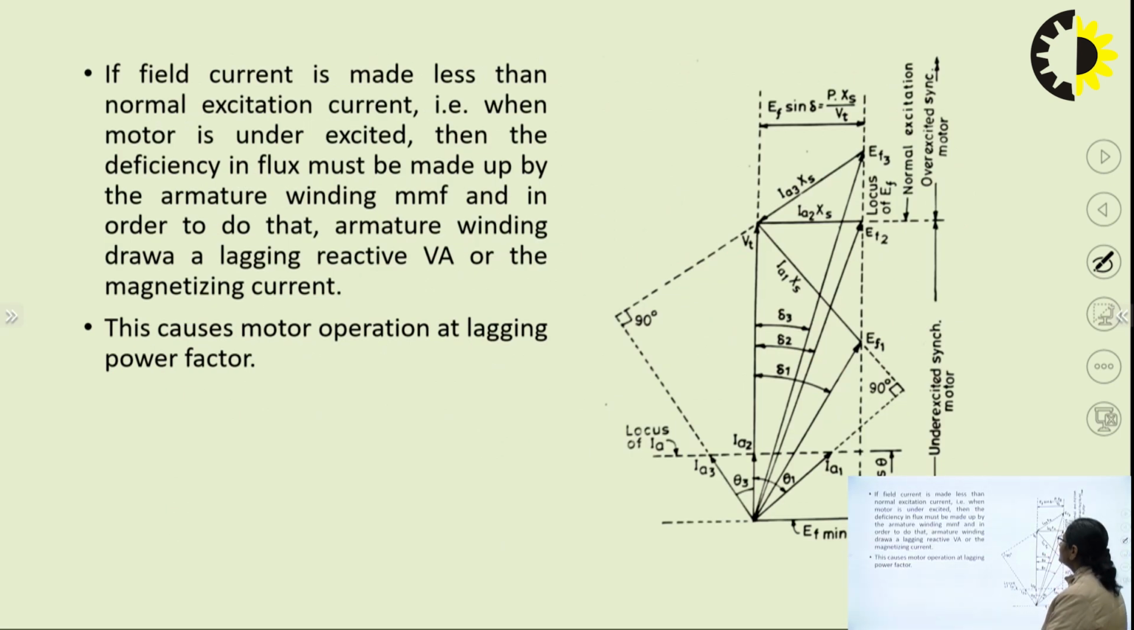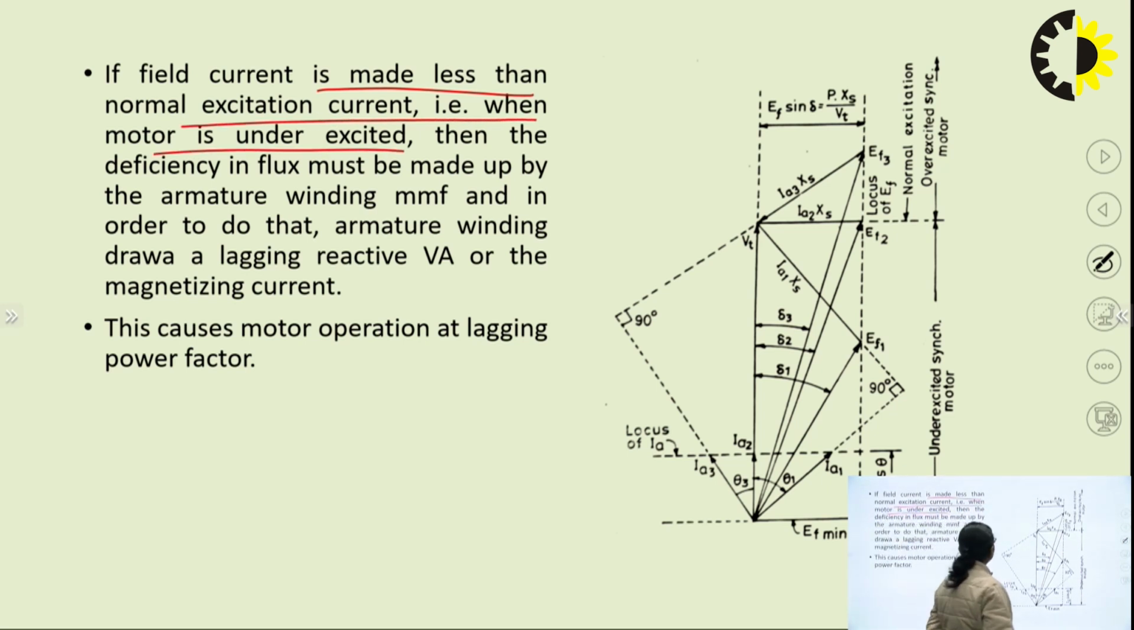Now, let us consider the case if the field current is made less than the normal excitation field current. That is when the motor is under excited. What happens? Deficiency in the flux must be made up by the armature winding MMF, and in order to do that, the armature must draw a lagging reactive volt ampere or a magnetizing current to fulfill the deficiency of the flux caused by the underexcitation of the machine. This causes the operation of the motor at some lagging power factor.